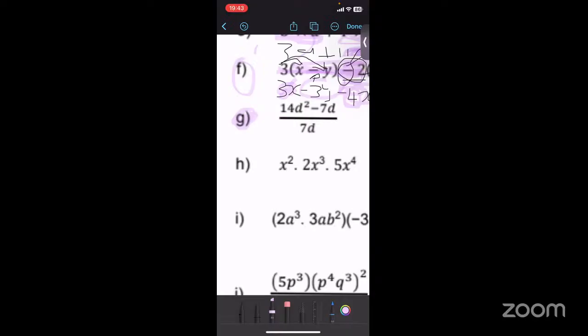First, you say 14d to the power of 2 minus 7d gives you 7d to the power of 2.